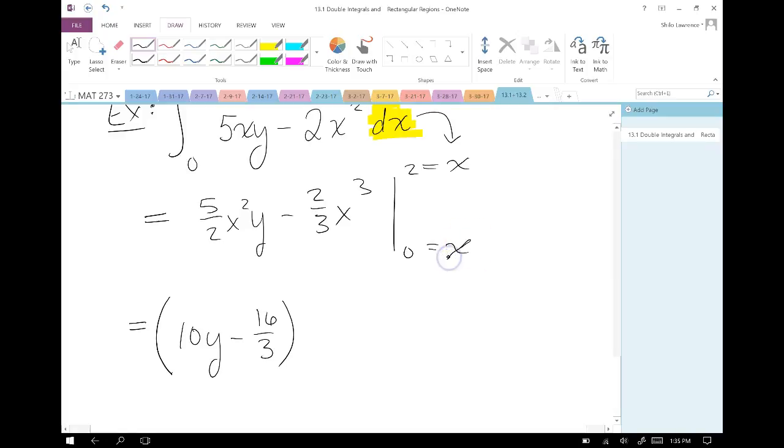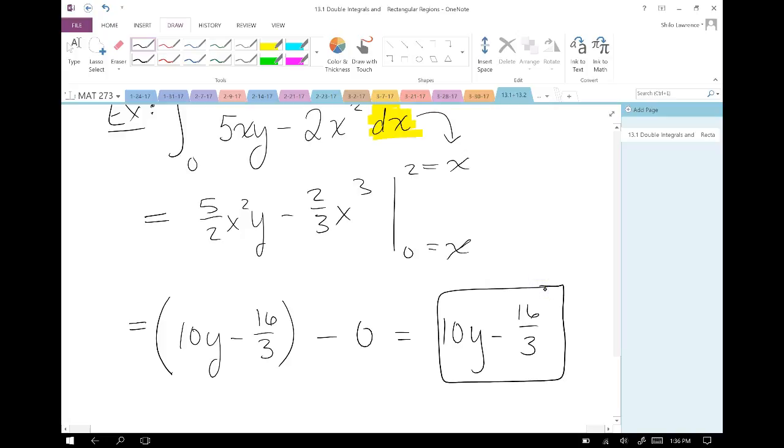And then if we plug in 0 for x, we get 0. So you plug your top number in first, your bottom number in second, and then subtract. So we get 10y minus 16/3. In Calculus 1, we're used to that answer being just a number, a constant. But we said we were holding y to be a constant or coefficient in this situation. So technically, we can still consider it to be a constant answer, at least with respect to x, it is.